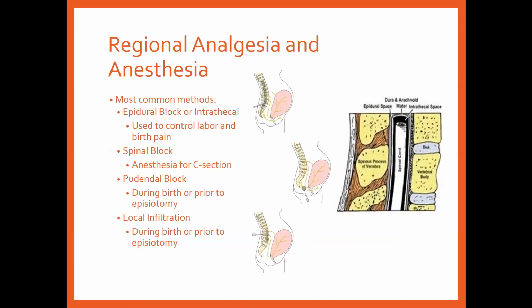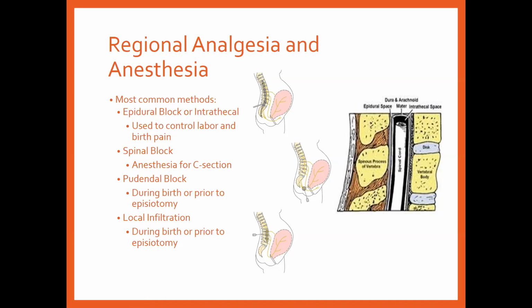Regional analgesia and anesthesia. The most common methods are epidural block or intrathecal. It's used to control labor and birth pain. We can do a spinal block, which is an anesthesia for C-section. So they just block off from like the chest below, where you don't have any pain that way.